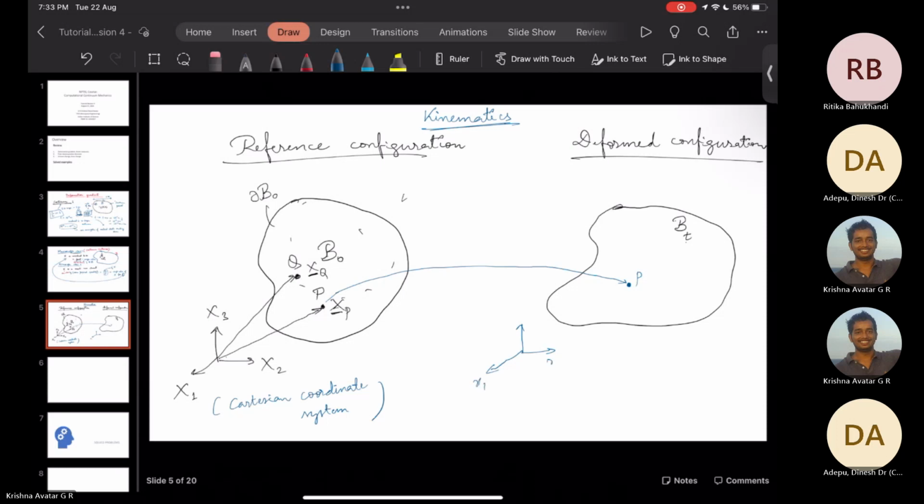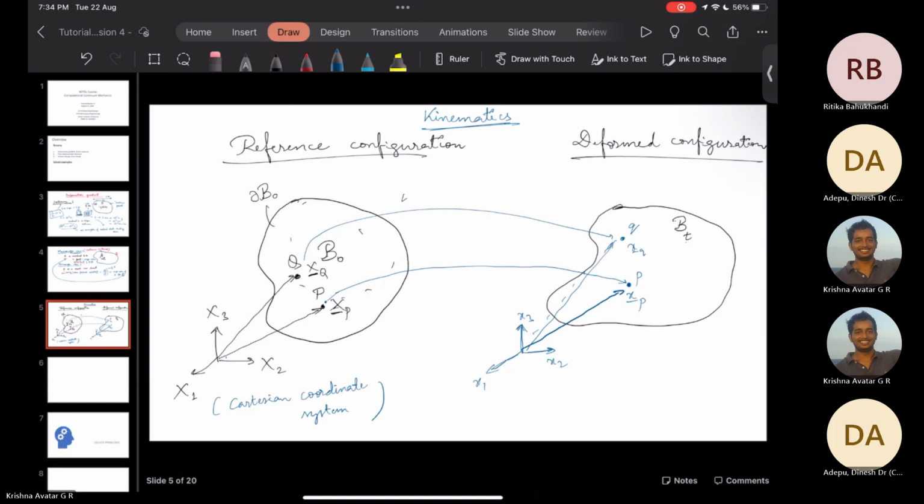So we have x1, x2, x3. Mind you that it's just the same coordinate system. I have just redrawn it here. So in this coordinate system, the original capital P gets deformed, and this we denote as the position vector small x_p. Likewise, Q also deforms to small q, and its position vector is x_q.